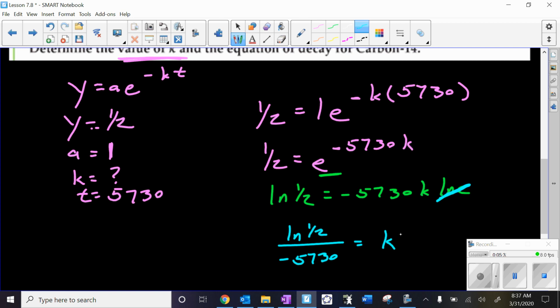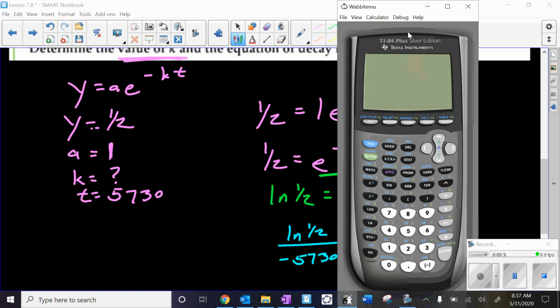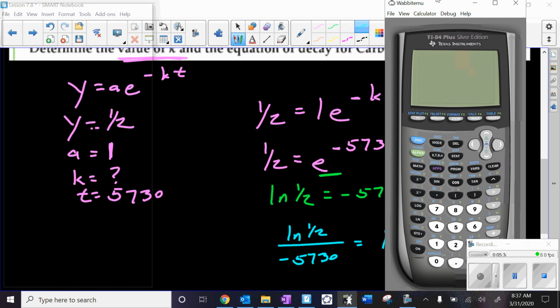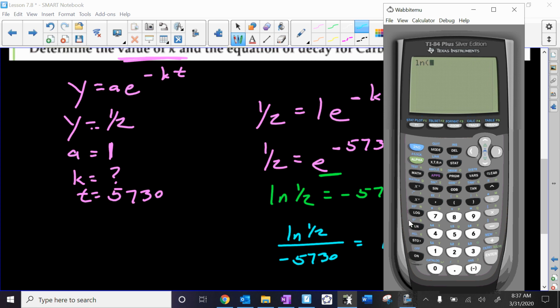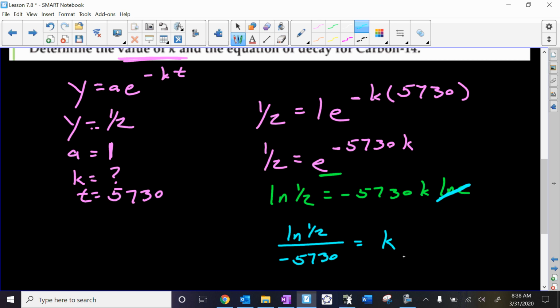equals my rate. I'm going to plug this in with you guys because I think it's going to give it to you in scientific notation. So plugging this in, I have natural log of a half, I'm just going to use 0.5, divided by negative 5,730. Yep, it did. So I'm going to say let's go with stating just 1.2. We'll go with K as 1.2 for this.